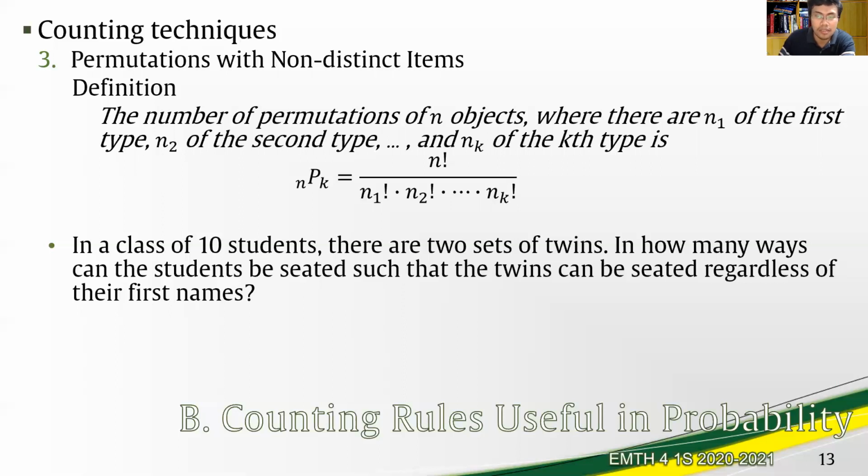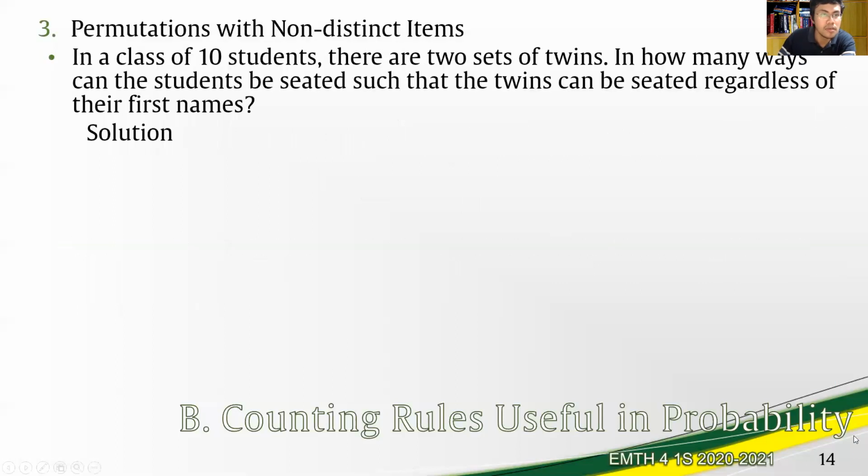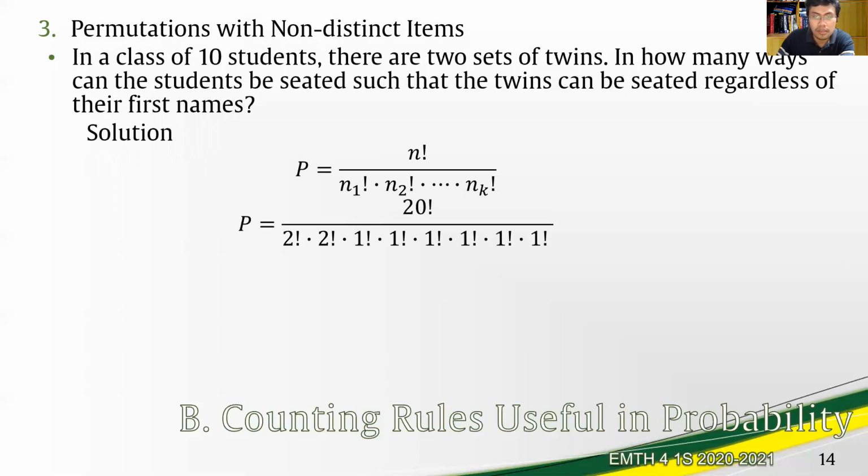An example: consider a class of 10 students and there are two sets of twins. In how many ways can the students be seated such that the twins are treated alike regardless of their first names? Twins will have the same surnames. Thus, in the class, the first two sets will each be the factorial of 2. Then there will be 6 other unique items that will be placed anywhere in the seats. This will yield 10 factorial over the quantity 2 factorial times 2 factorial times 1 factorial, 1 factorial, and so on. We have 6 items there at the bottom, each 1 factorial.